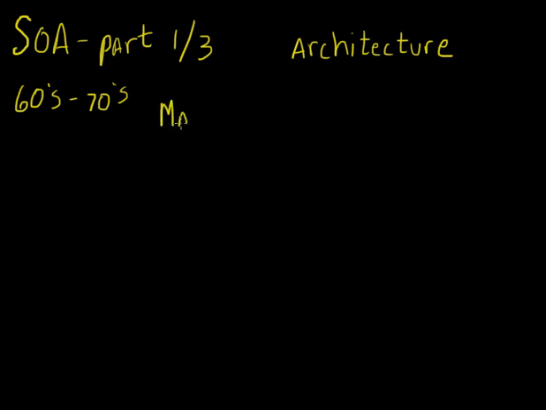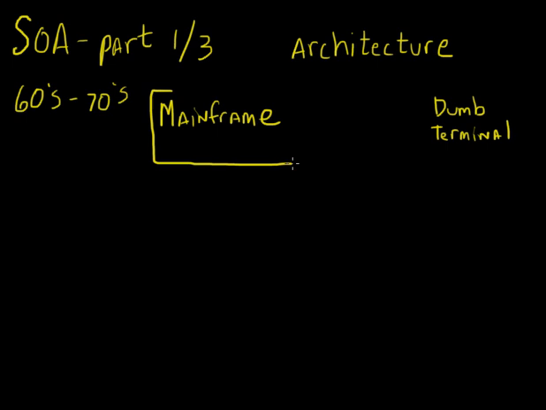You had a mainframe, and accessing this mainframe was something called a dumb terminal. So here's our mainframe, and you had users accessing the mainframe via dumb terminal. The dumb terminals were called dumb because they didn't do any processing themselves. They were just kind of a conduit.